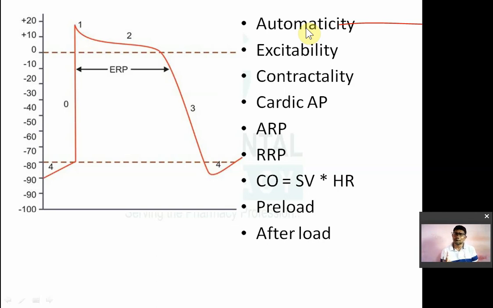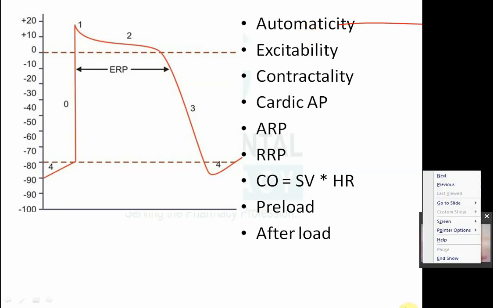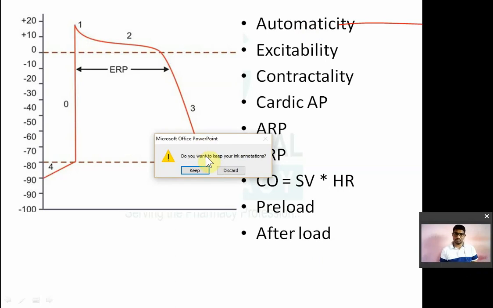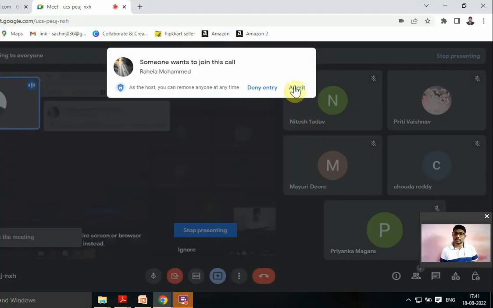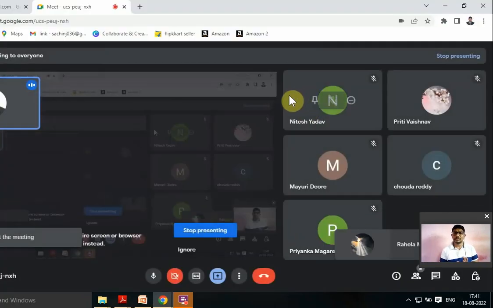There are two types of cells in the heart. The first group is responsible for impulse generation and impulse transmission, and these cells have the property known as automaticity. Automaticity is the property of the cardiac cell to undergo spontaneous depolarization to generate an impulse. They generate the impulse on their own, and that is automaticity.